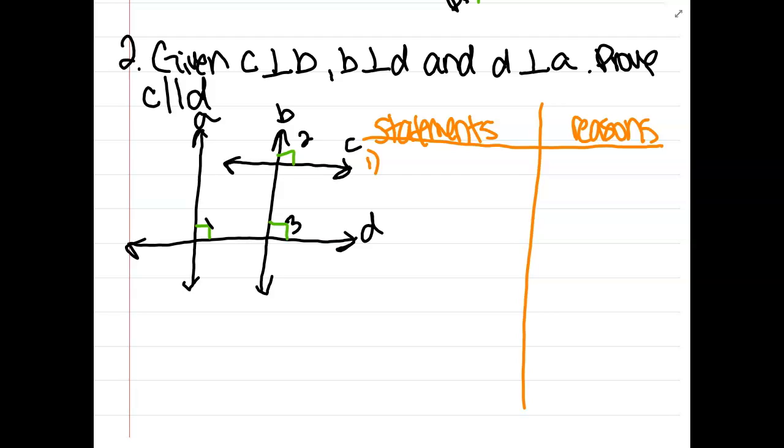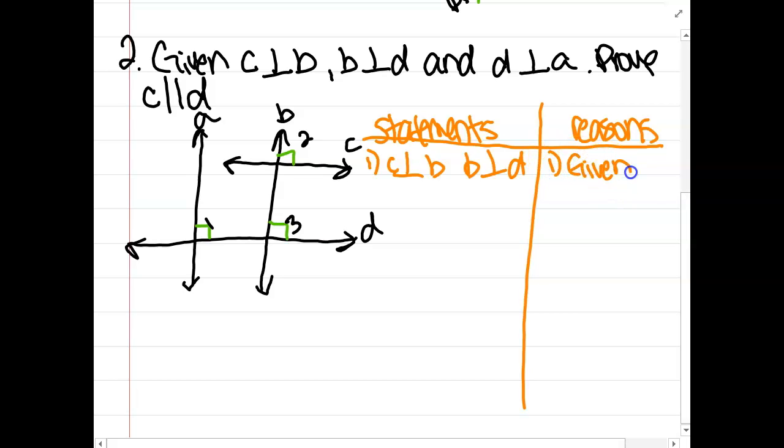So for my given, I'm going to say C is perpendicular to B. I think I'm going to need that. And B is perpendicular to D. I'm probably going to need that too because I'm trying to prove that these are parallel. I don't need that last one. So once again, it's not wrong if you write it, but if you don't need it, it'd be better not to write it. And that is going to be the given.